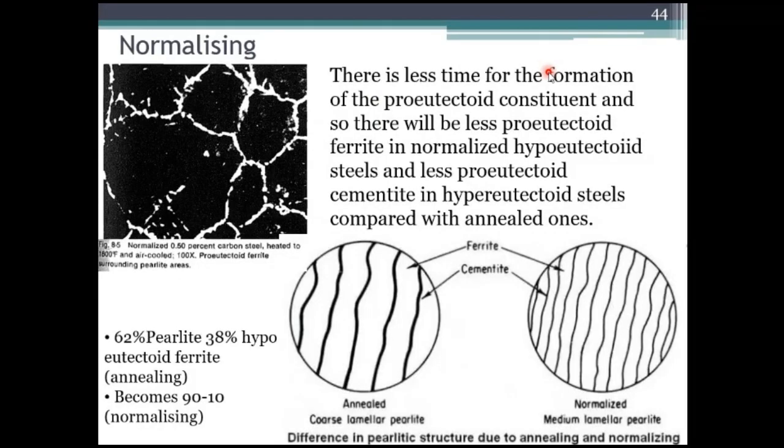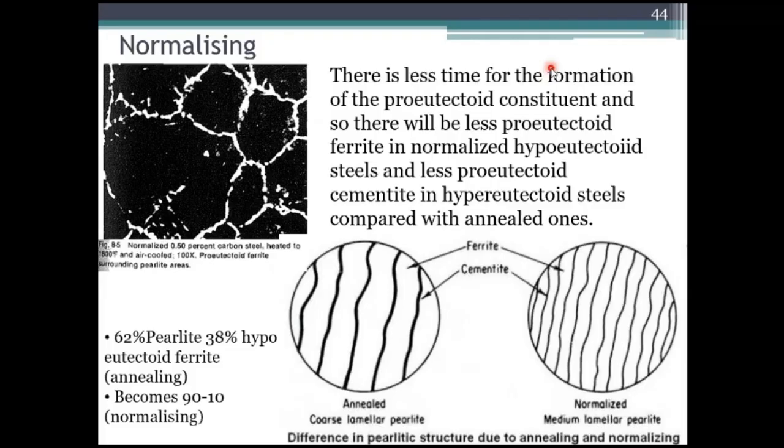Here, less time is taken for conversion of the proeutectoid constituent which is formed into a ferrite or pearlite combination, which may be in an annealing or a normalizing stage. That conversion will take less time compared to the annealing operation.